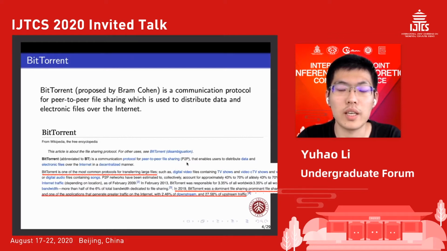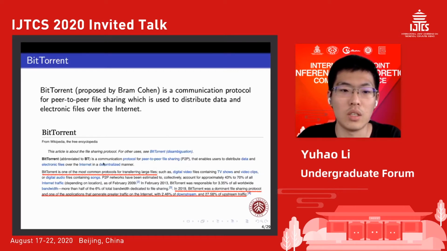The idea of this work is from some bandwidth sharing systems. The well-known BitTorrent system is a successful example of a P2P file sharing network. BitTorrent, proposed by Cohen, is a communication protocol for peer-to-peer file sharing, which is used to distribute data and electronic files over the internet. This is a brief introduction from Wiki. In 2019, BitTorrent was a dominant file sharing protocol and one of the applications that generate the greatest traffic on the internet.